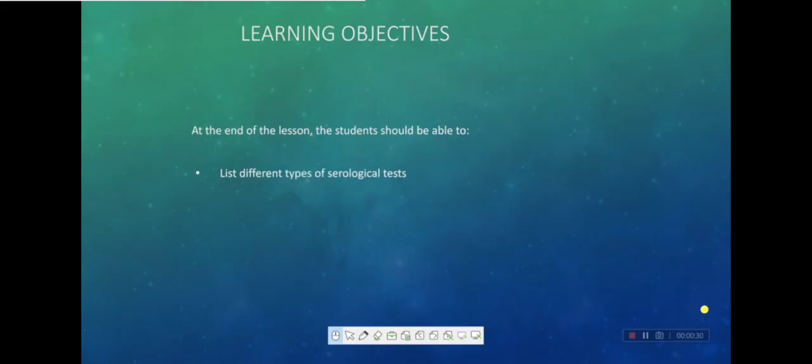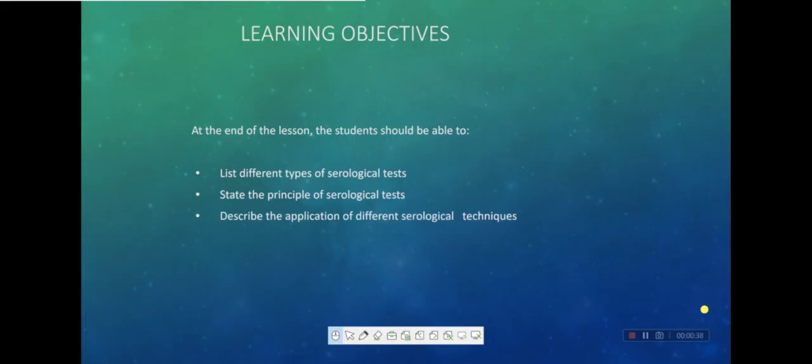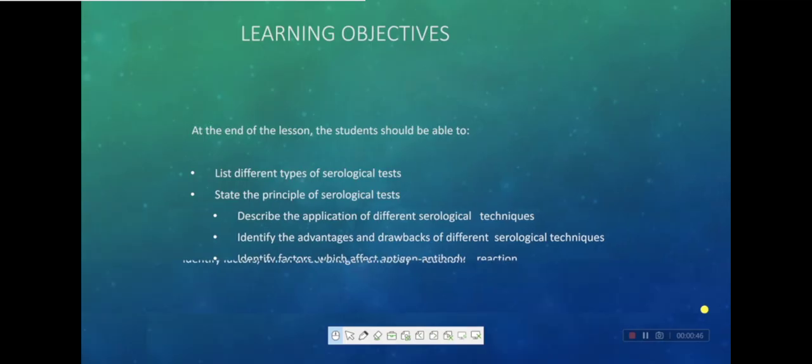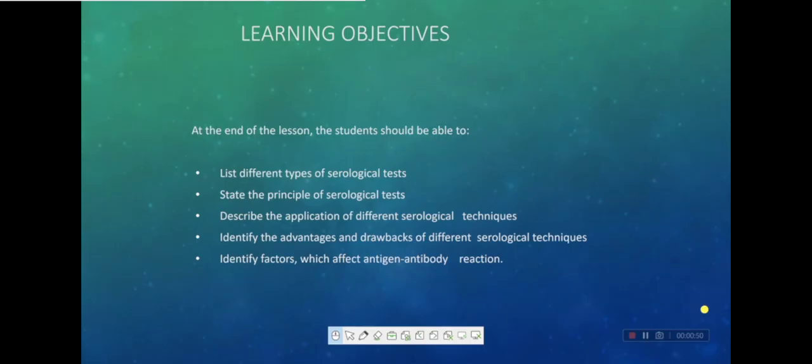So what are the learning objectives of today's class? Let's have a look at that. At the end of the lesson, you should be able to understand and list different types of serological tests. You should be able to state the principle of serological tests, describe the application of different serological techniques, identify the advantages and drawbacks of different serological techniques, and identify the factors which affect the antigen antibody reaction.